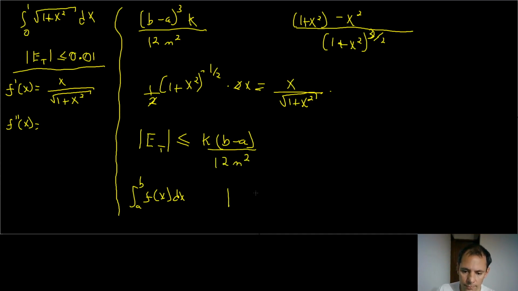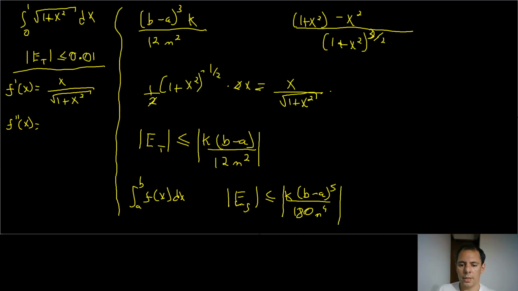For the Simpson's rule, I'm going to put an s here. Okay, it's going to be less than or equal to k, and this thing here I'm also going to put an absolute value, k times (b minus a) to the fifth divided by 180 n to the fourth.